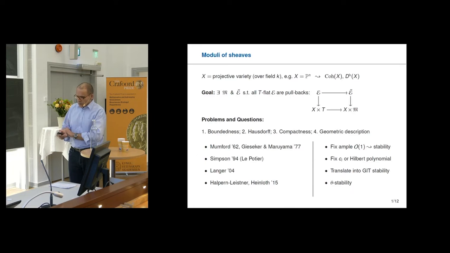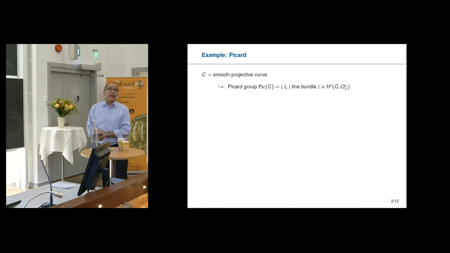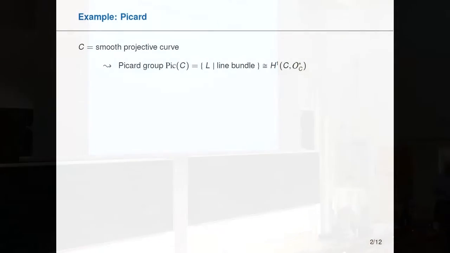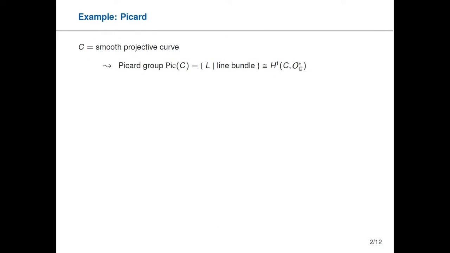So the upshot is we do have these moduli spaces. Let's look at the easiest case. That would be the Picard variety. That's a very classical theory. So for instance, we could look at a smooth projective curve, and then we know the line bundles on the curve, they form a group. That's the Picard group. And via the cocycle description, we also know how to identify it with the first cohomology of the sheaf of invertible functions.